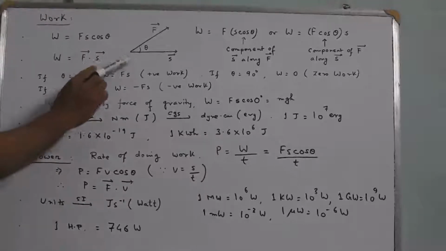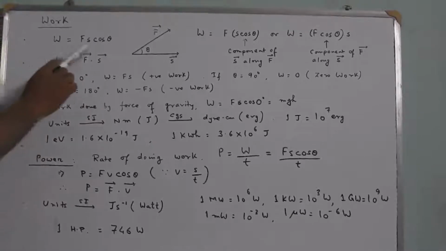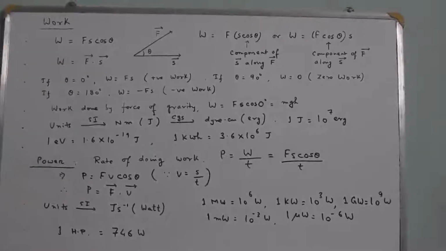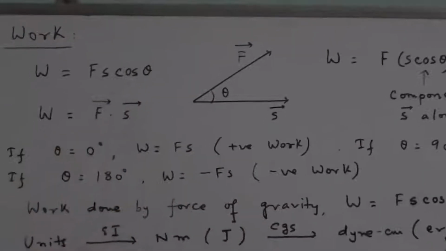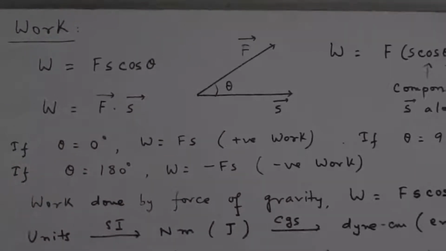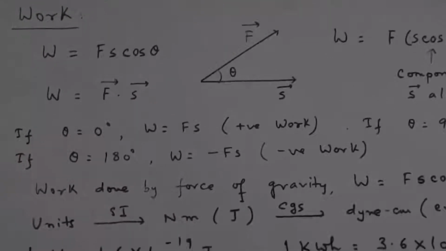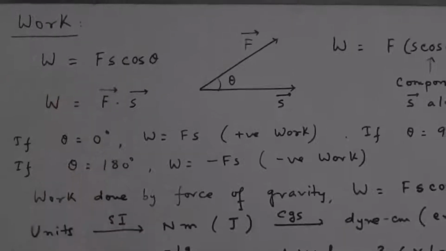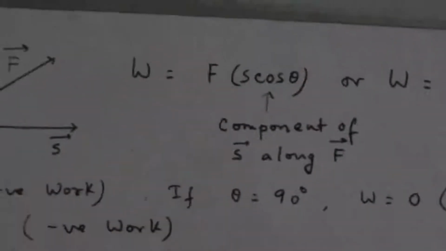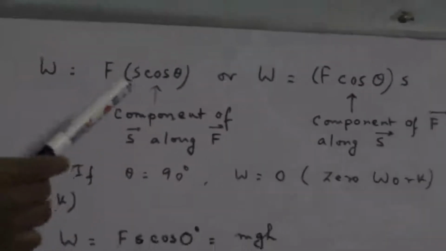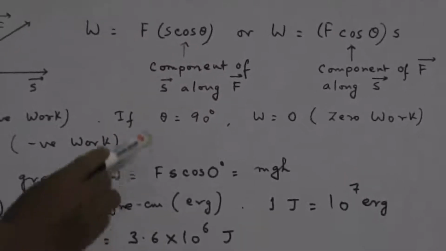is capable of producing a prominent displacement, then work is defined as the product of the force, the displacement, and the cosine of the angle between the force vector and the displacement vector. So, W equal to Fs cos theta. This can be expressed as F into S cos theta, where S cos theta means it is the component of displacement vector along the force vector.